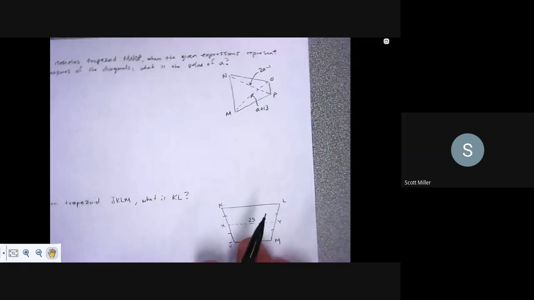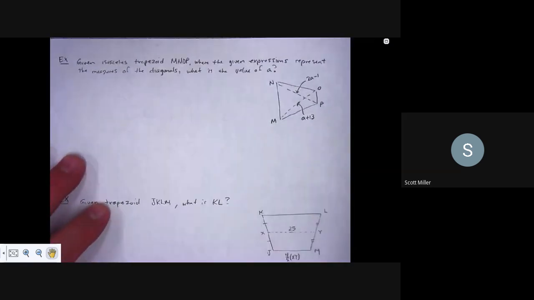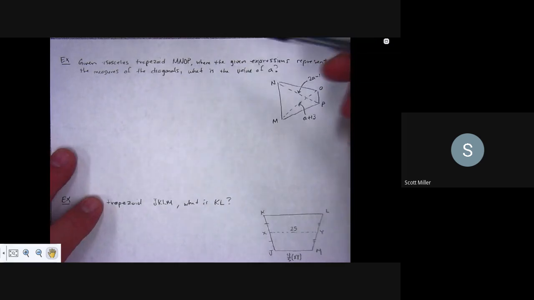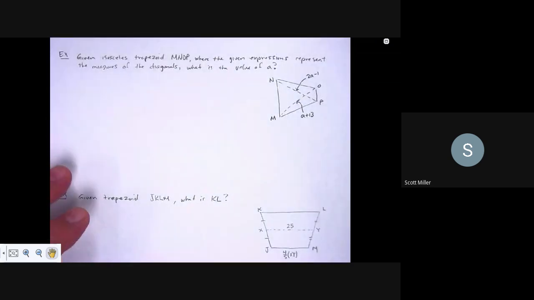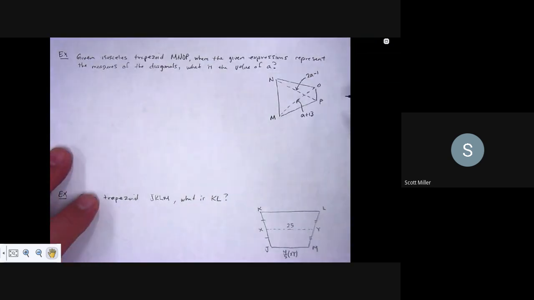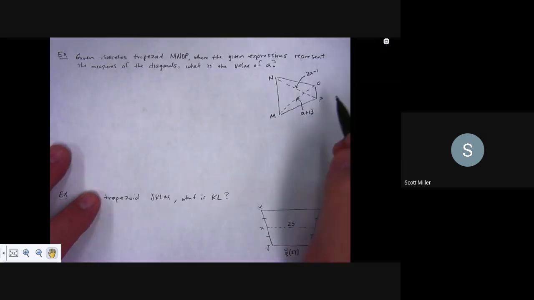Let's look at this example. Given isosceles trapezoid MNOP. So I've now established that that is an isosceles trapezoid and all the characteristics are in play. These expressions right here are the length of the diagonals. So what is the value of A? Well, in an isosceles trapezoid, the diagonals are congruent. So that sets up your equation.